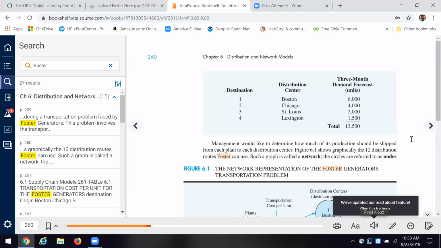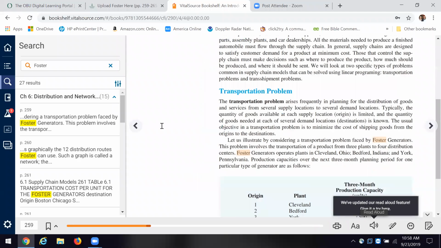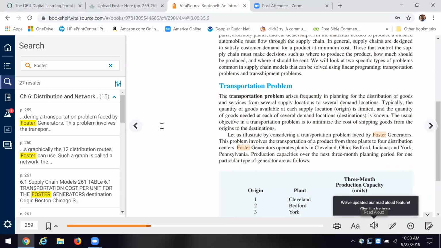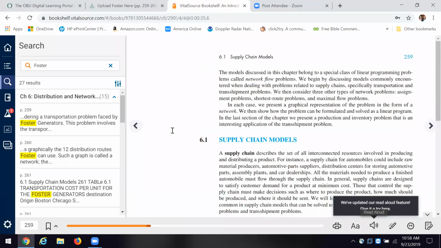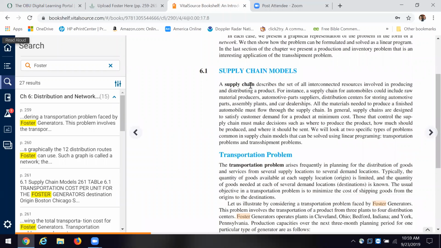And then again, you see the 3-month demand forecast, and obviously what we're trying to do is in the supply chain or the transportation problem. Let me stop for a minute also. This is probably about the best definition of a supply chain I've ever seen. And it really does tell you and put everything into context.